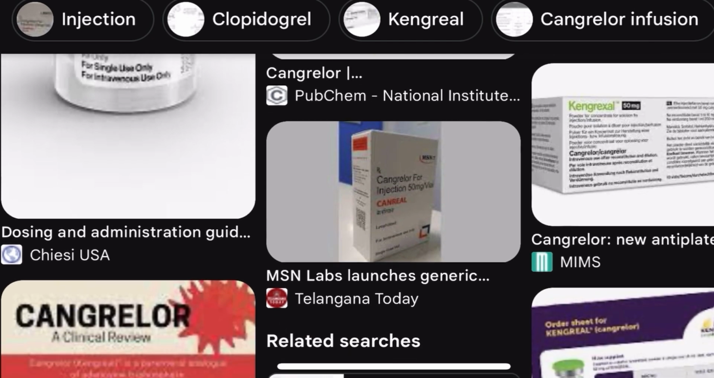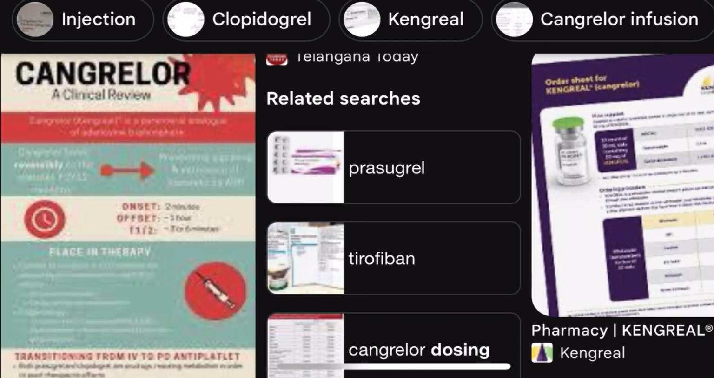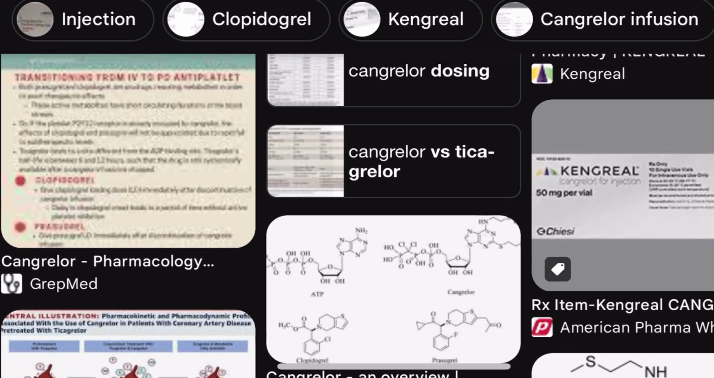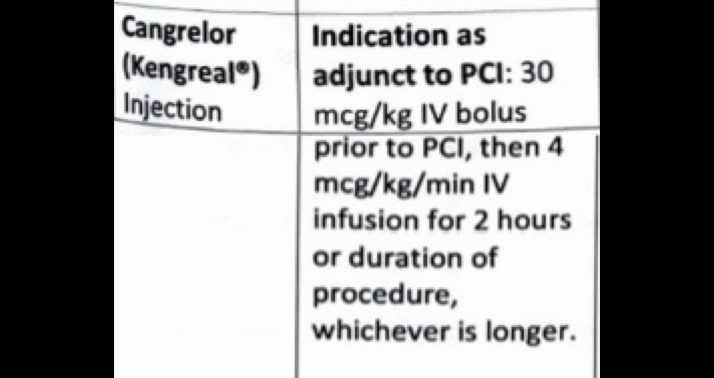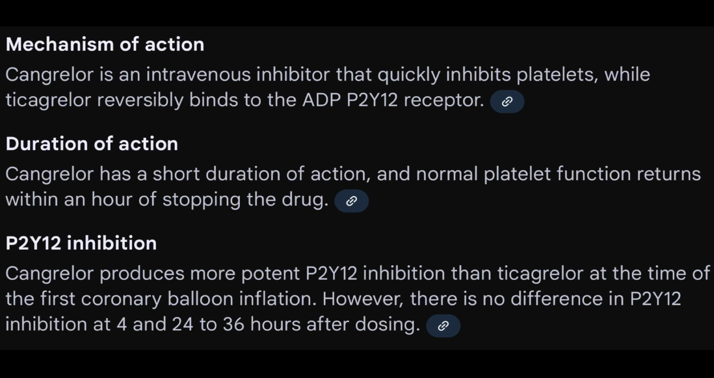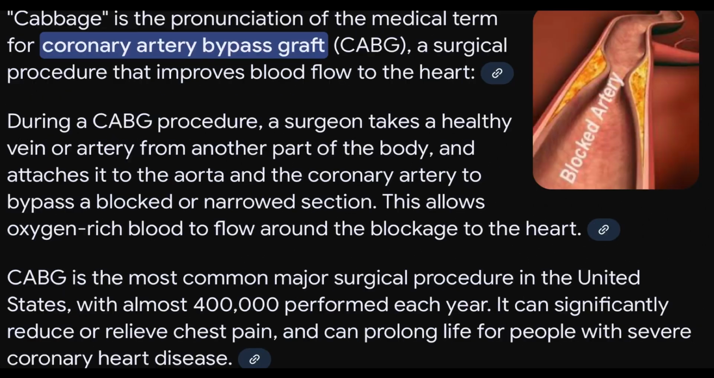Last option we have here is cangrelor, Kengreal. It's 30 micrograms per kilogram IV bolus given prior to the PCI, and then you can do 4 micrograms per kilogram per minute for 2 hours, or the duration of the procedure, whichever is longer. This is going to be an adjunct to PCI dosing. So Brilinta, Effient, and Plavix were all by mouth, and cangrelor is an IV, something they're going to receive whenever they're actually getting treated for a PCI.